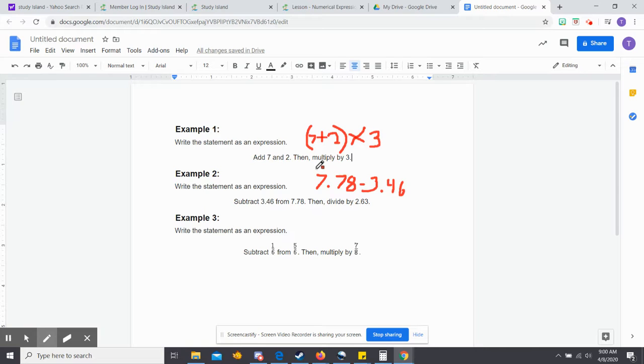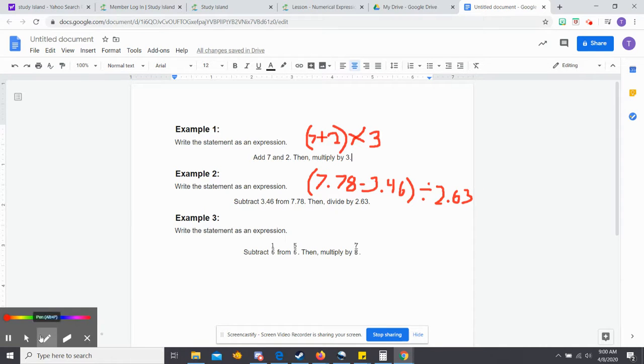Well, remember, we talked about this. If I'm multiplying or dividing, it means I have to put these numbers in parentheses, right? Because subtraction usually comes after dividing or multiplying. But in this case, we want to do the subtraction first. Then I divide by 2 and 63 hundredths. Notice I am not solving, I am simply writing down my expression.